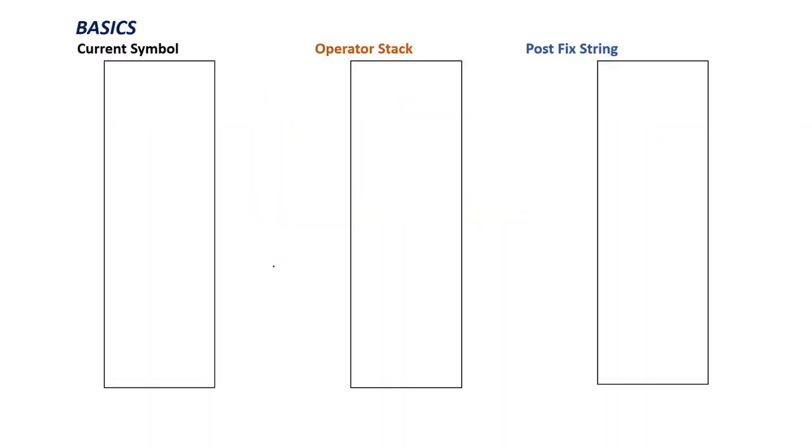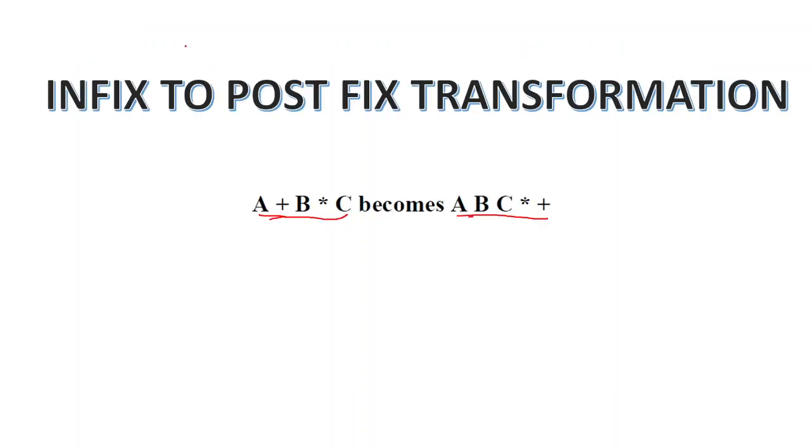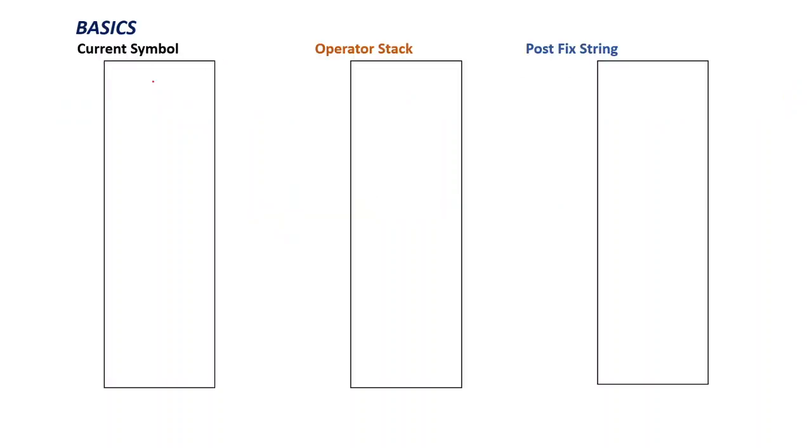So first let's learn the basic rule of converting that. There will be three data structures, that is three stacks, needed in this case. One will contain the current symbol. Symbol means any operator or operand in these notations. So this will contain all the symbols, this will contain the operators, and this will contain the final postfix string.